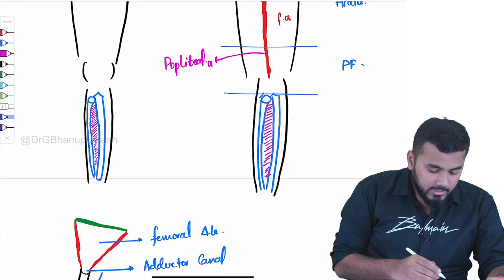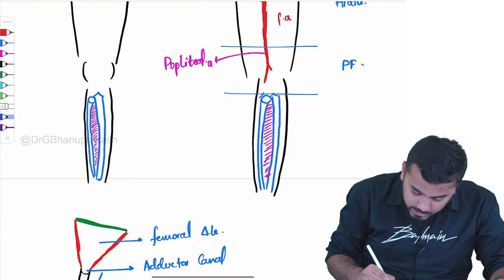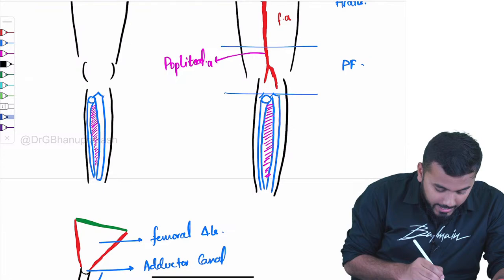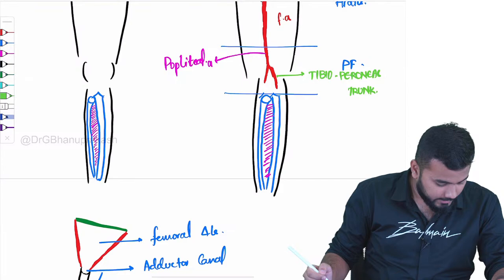So this popliteal artery, guys, it divides into two branches. Okay. This popliteal artery divides into two branches like this. This is one branch and this is a second branch. Now, what is the name of this branch over here? The name of this branch is tibioperoneal trunk. The name of it is tibioperoneal trunk.